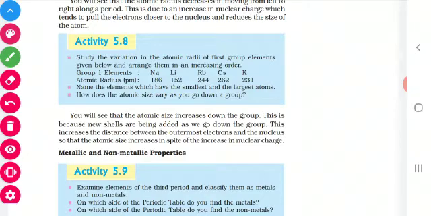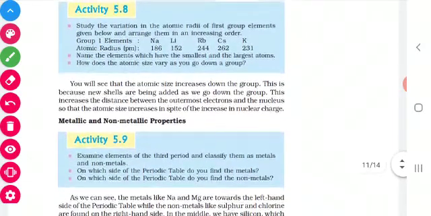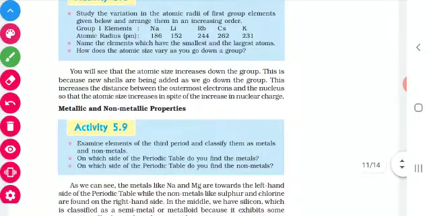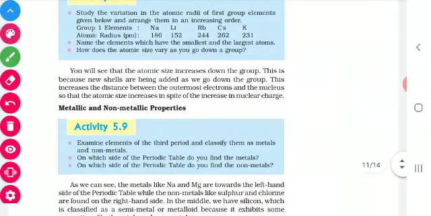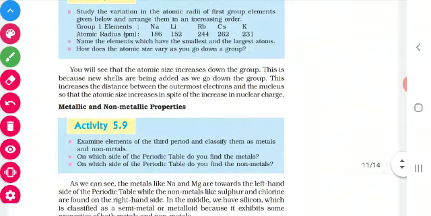Children, now come for the activity 5.8. The first group is given: lithium, sodium, potassium, rubidium, cesium, and the atomic radius is also given. Which is the smallest one? Lithium. Which is the heaviest, largest atom? Cesium. Which is having the highest atomic radius? Cesium.